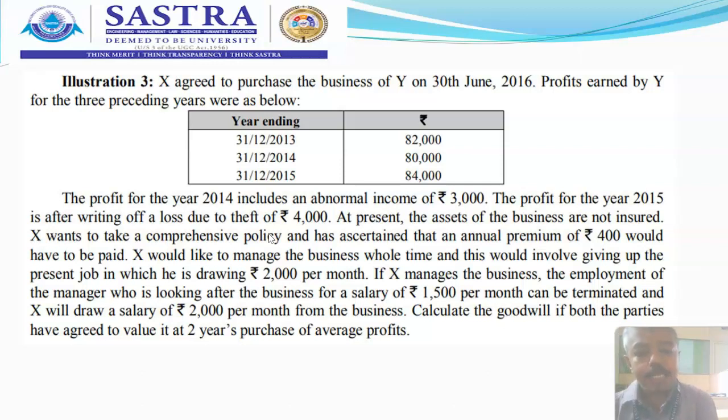So the expected average annual profit is 75,933, and multiply by the number of years of purchase, which is given in this question as 2 years. So multiply that 75,933 with 2 years. So the total value of goodwill is going to be rupees... I'm not going to say it, you must have calculated. Post that in the comment.